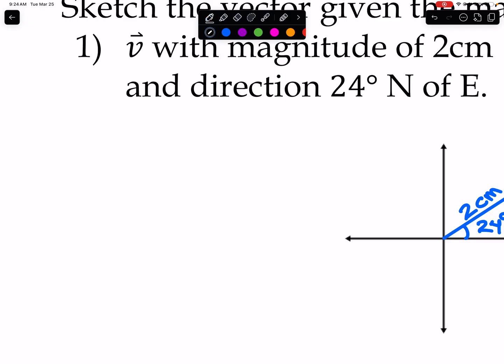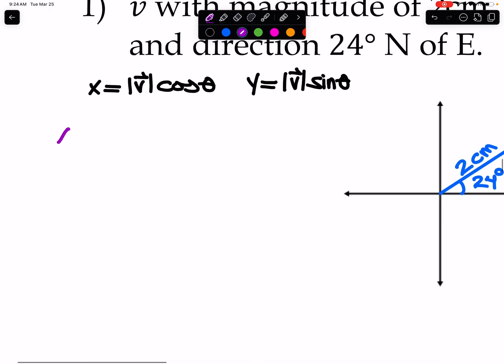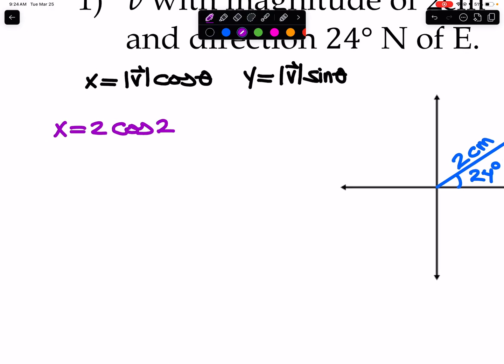So in component form, I know my x value is going to be equal to the magnitude times cosine of that angle. And I know the y value, or the y component, is going to be the magnitude times sine of that angle. So what I'm going to do is plug in. So we're going to have the x component equal to the magnitude, which we know is 2, times cosine of 24. And then over here for the y component, I'm going to do the magnitude, which is 2, times sine of my angle, which is 24.